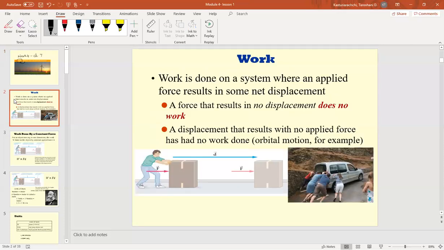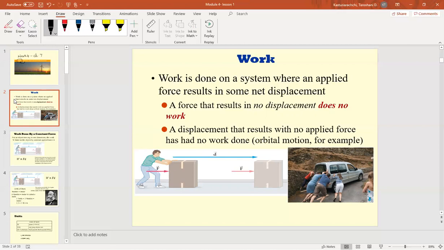Okay, all right. So let's look at this example here. These people are trying to move this wagon or truck or van or anything. What do you think? Are they doing any work? You feel like they are doing work, right? They are pushing this really hard. Or you can try to push the wall in your room. Are you doing any work?